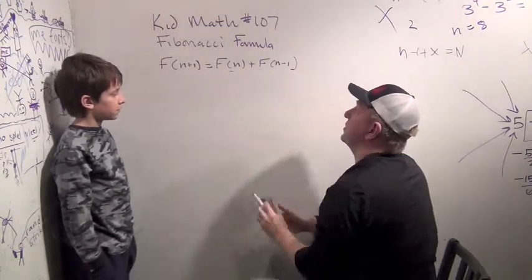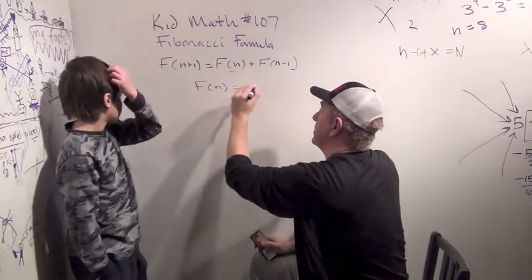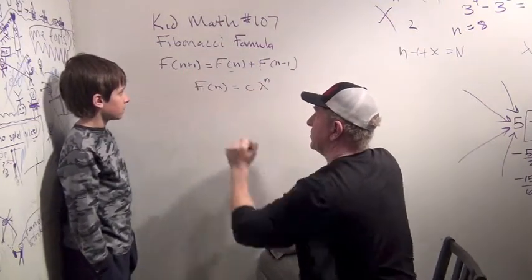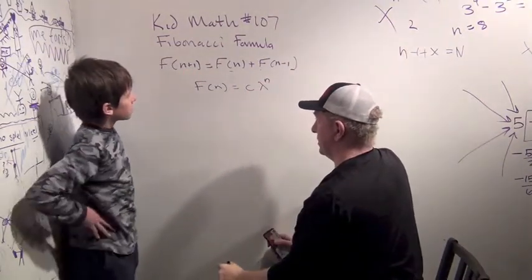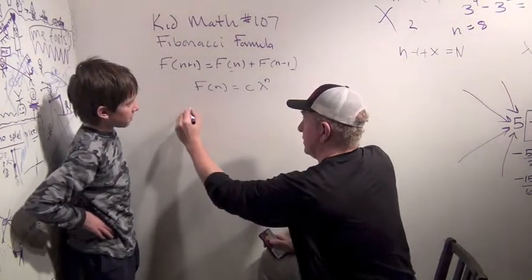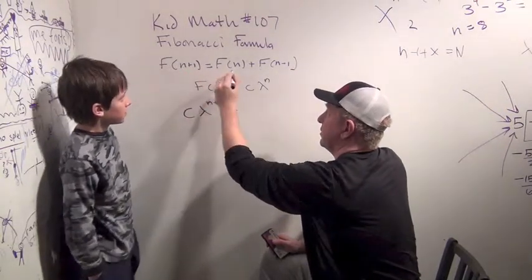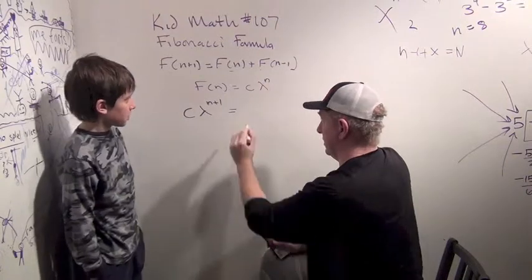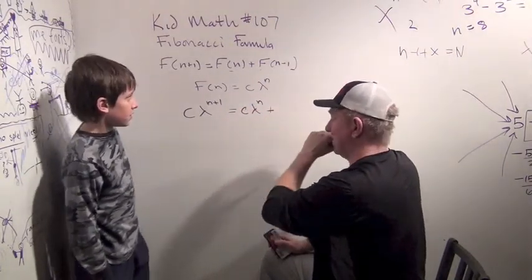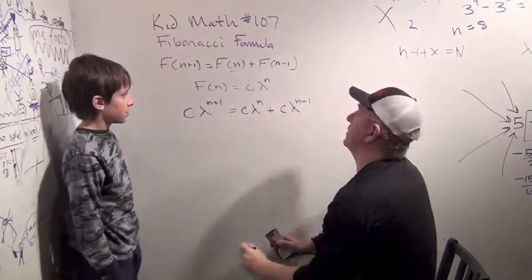Right. So if the nth Fibonacci number is some constant times lambda to the n, what's the n plus first term going to be? It's c times lambda to the n plus 1. C times lambda to the n plus 1 equals, what's the nth term going to be? C times lambda to the n. And what's the n minus 1 term going to be? Plus c times lambda to the n minus 1. Okay, there we go.